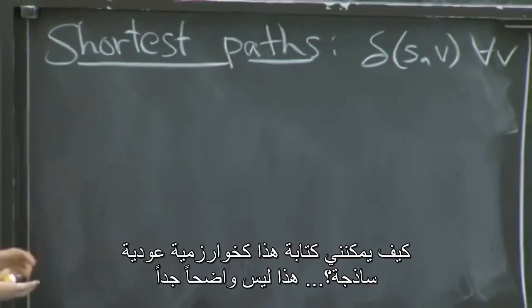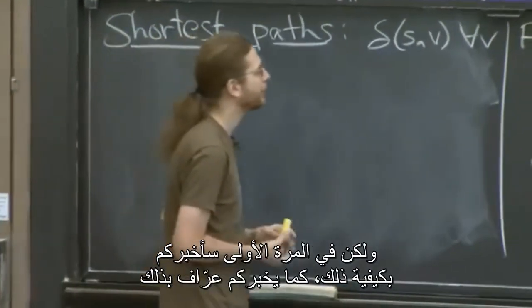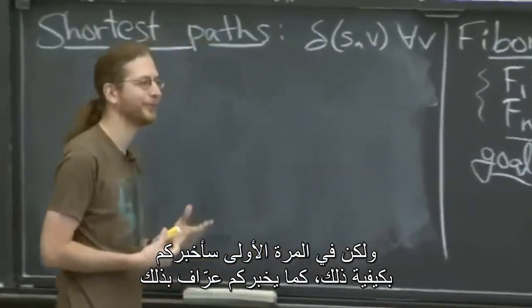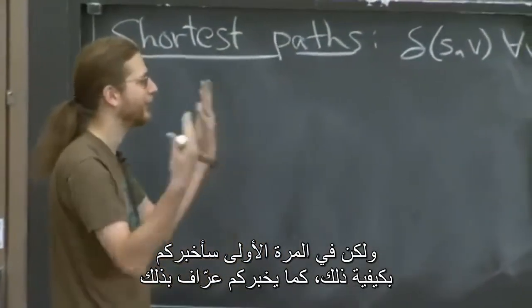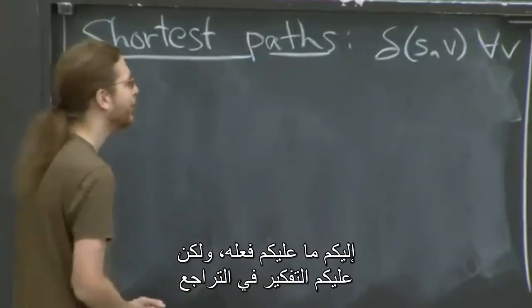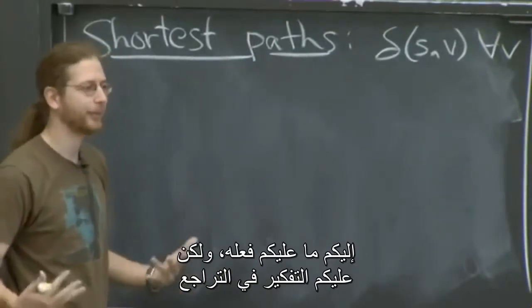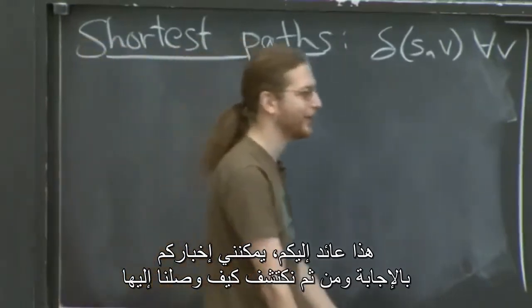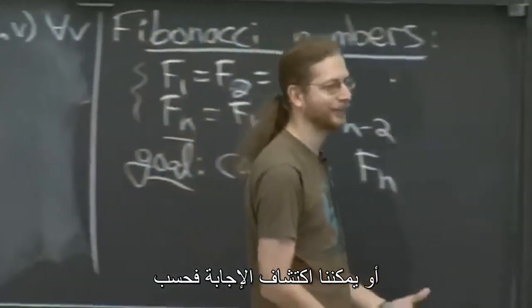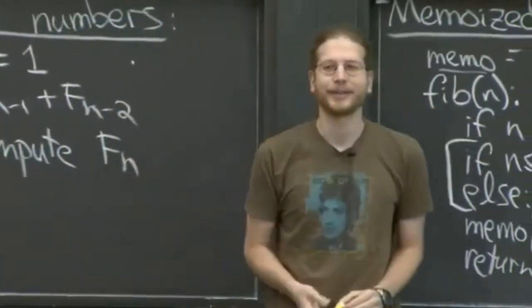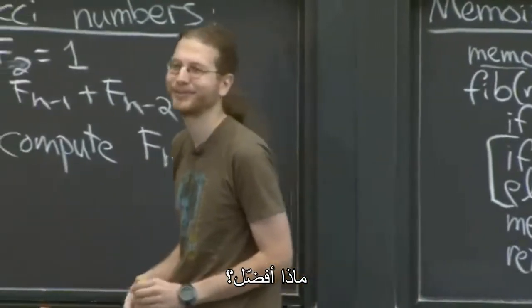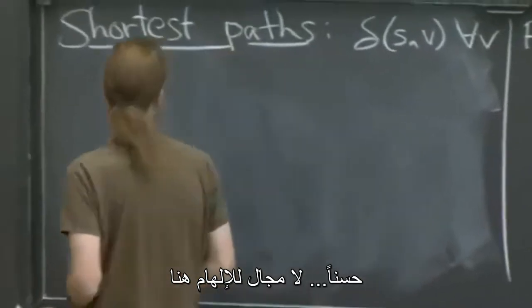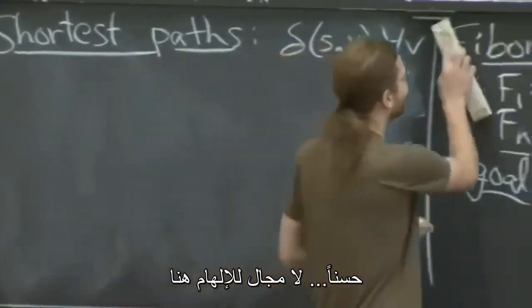So how could I write this as a naive recursive algorithm? It's not so obvious. Okay, but first I'm going to tell you how, just as an oracle tells you, here's what you should do. But then we're going to step back. Well, actually, it's up to you. I could tell you the answer, and then we could figure out how we got there, or we could just figure out the answer. Preferences? Figure it out. All right, good. No divine inspiration allowed.